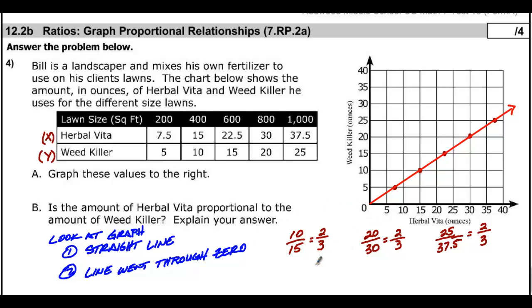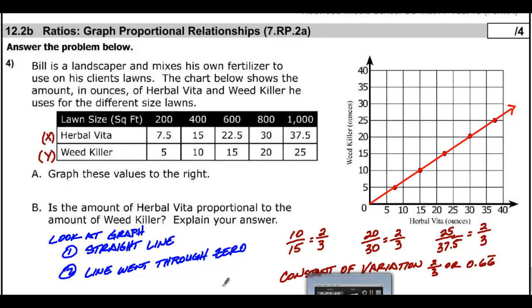We have a consistent constant of variation. In this case, our constant of variation is 2 over 3, or 0.66 repeating. That would be the decimal value for 2/3. So we know that this is a proportional relationship based on either the graph or finding that constant of variation.